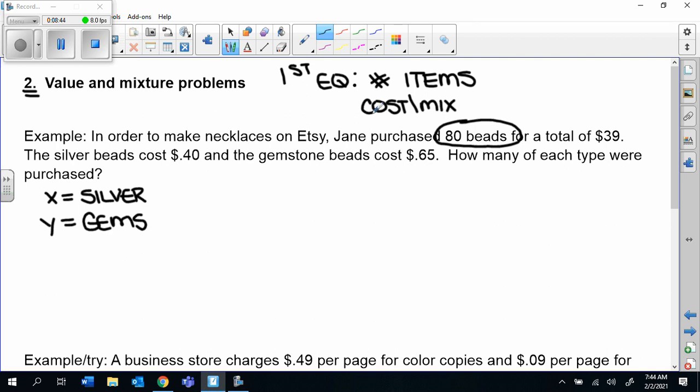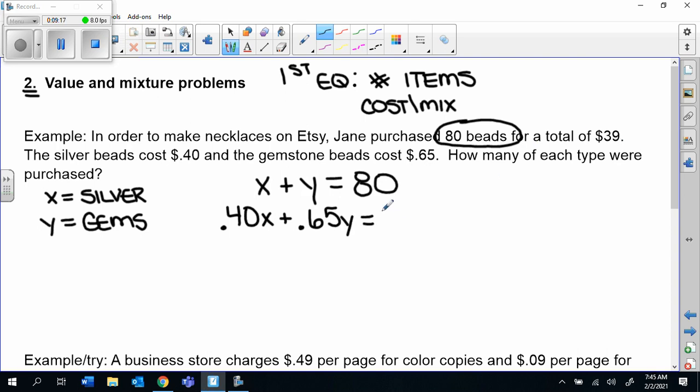And we're going to have one cost equation and one physical number of items. So there are 80 beads. Some of them are silver, some of them are gems, and they add up to 80. The silver beads cost 40 cents, so every x costs 40 cents. So I'm going to multiply those two things. The gemstones cost 65 cents, so plus 65y. And the total money is $39. All right, so there's our two equations.